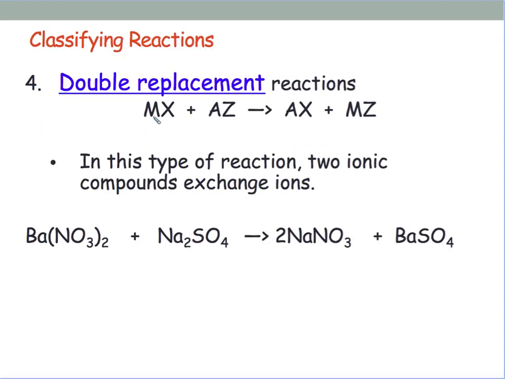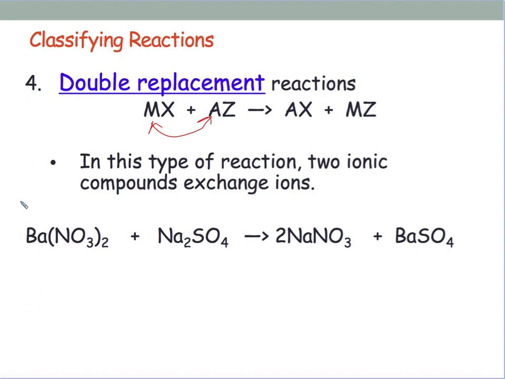Okay, so double replacement, we have two compounds reacting. These are typically aqueous solutions. So they're all ions that can mix, and so you get your two cations switch places. So M and A are just going to swap. So M is with X now, it's going to be with Z later. A is with Z, it's going to be with X later.